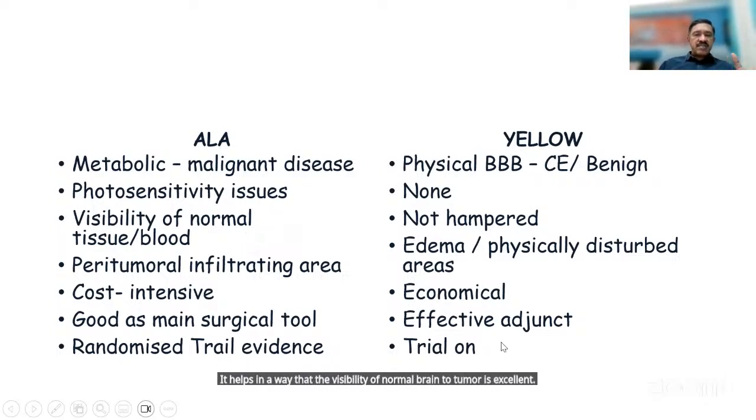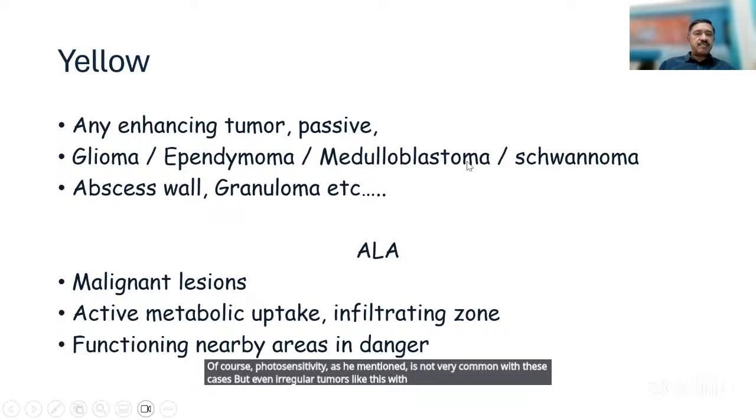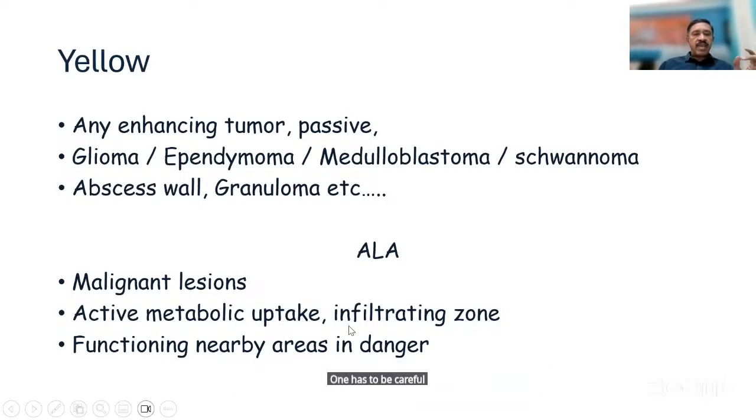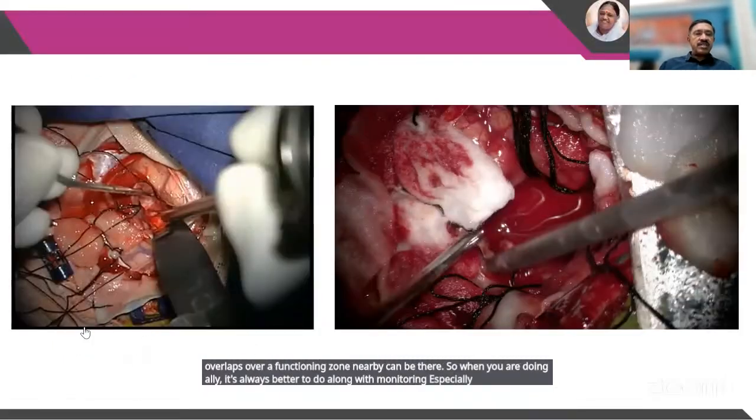Of course, photosensitivity, as he mentioned, is not very common with these cases, but even irregular tumors like this with peripheral enhancement can be removed, and it can be used in a variety of tumors, even benign lesions, as against ALA. The infiltration zone in ALA is a little dangerous. One has to be careful because the metabolic uptake in the infiltrating zone, if it overlaps over a functioning zone nearby, can be there. So when you are doing ALA, it's always better to do it along with monitoring, especially if there is infiltration towards the area.